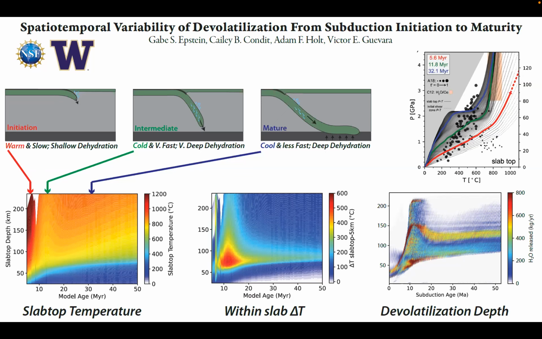The center figure is the within-slab temperature difference at the surface and 5 kilometer depth of the slab, showing that early subduction has a really important component of temperature variation. And then on the bottom right is the variation in devolatilization depth as you progress through subduction. But I'll highlight that while this is dependent on early to late subduction, it's also applicable to different along-strike variability in subduction.